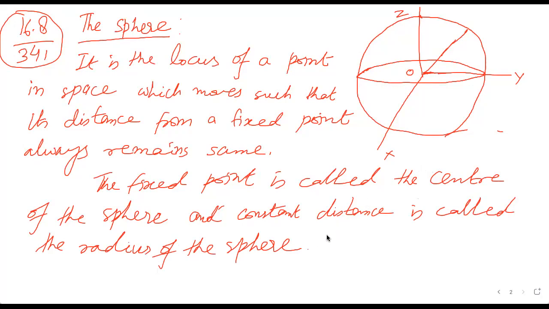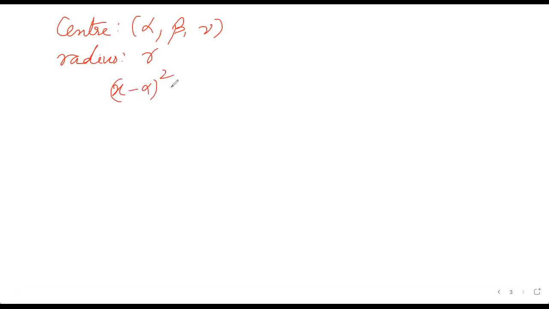So if I want to take a general equation, and suppose alpha, beta, gamma is the center, and suppose r is the radius. So the general equation of the sphere is (x minus alpha) whole square plus (y minus beta) whole square plus (z minus gamma) whole square is equal to r square.